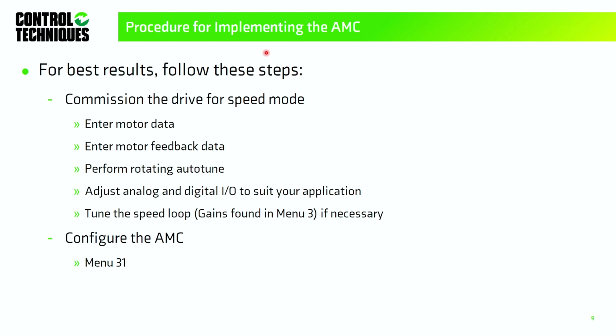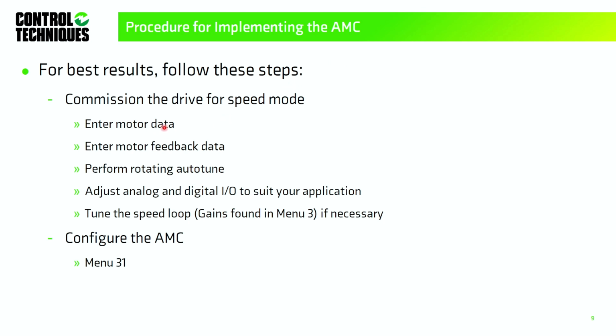Now, prior to getting into the AMC, we're going to commission the drive first, and specifically, we're going to commission the drive for speed mode. So I'm just going to set the drive up from scratch. I've got a drive here that I have set to factory defaults. I am just going to configure this drive, commission this drive now, to operate in speed mode, preset speed mode to be exact. But here are the steps I'm going to follow.